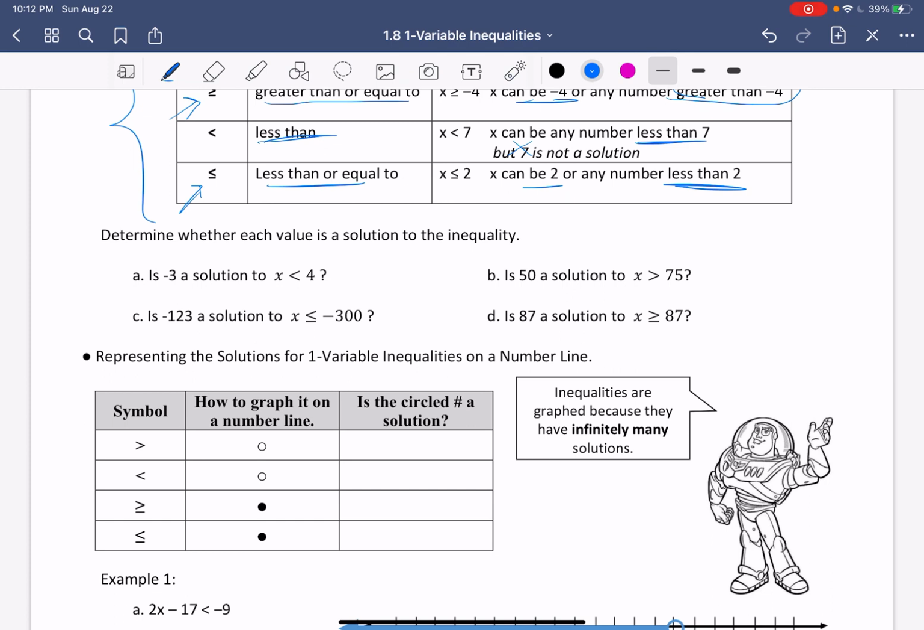Our first example, is negative 3 a solution to x is less than 4? If we know we've got x is less than 4, well, is that greater than or less than 4? Picture a number line in your head, right? So negative 3 is less than 4, so this is true.